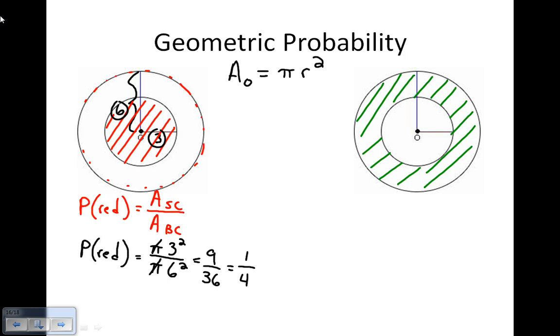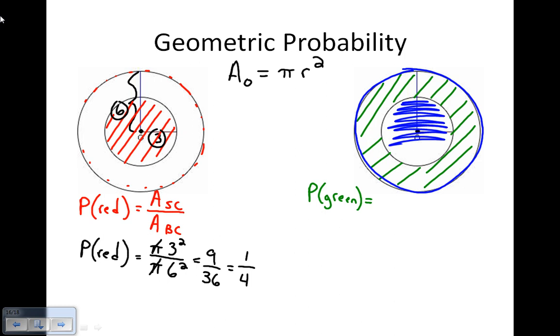Now let's go over to look at the green one. This one's a little bit more difficult. The probability that it's going to hit the green part, the ring, is the area of the ring. Now the area of the ring is a little bit tricky to find out. The area of the ring is going to be the entire circle minus the part that's punched out, the part that's missing. So to find the area of the ring, it's going to be the area of the big circle minus the part that's missing, which is the small circle, so minus the area of the small circle.